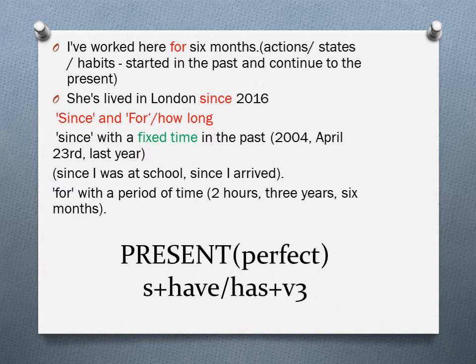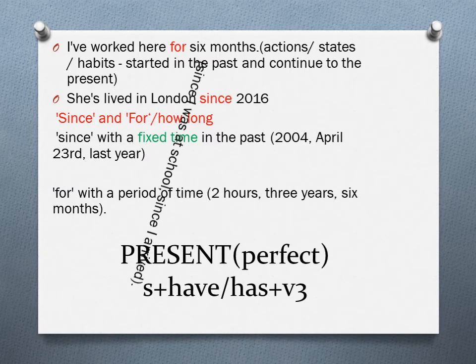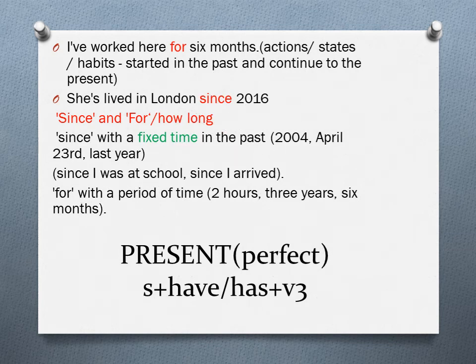The use of since is fixed with a fixed time in the past. For example, since 2004, since April 23rd, since last year. These are all fixed times in the timeline. Actions are also connected with since. That's in the past. Since I was at school. Since I arrived.